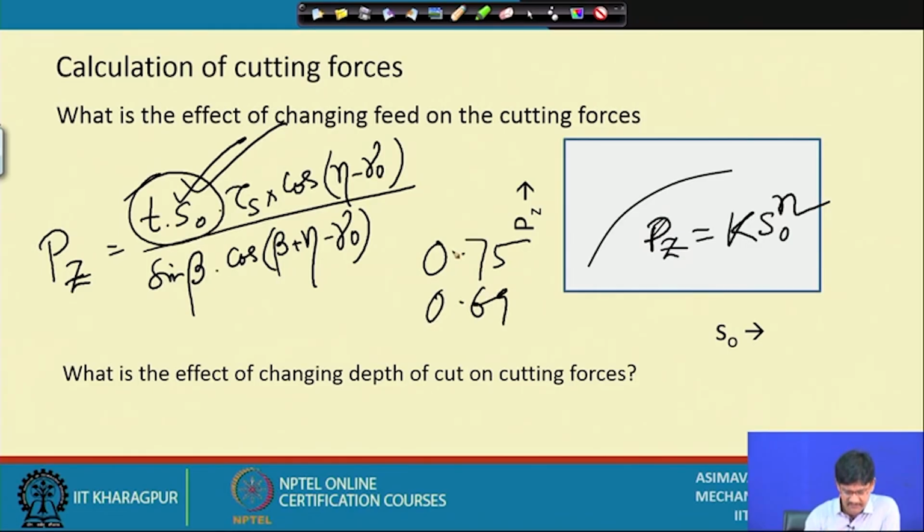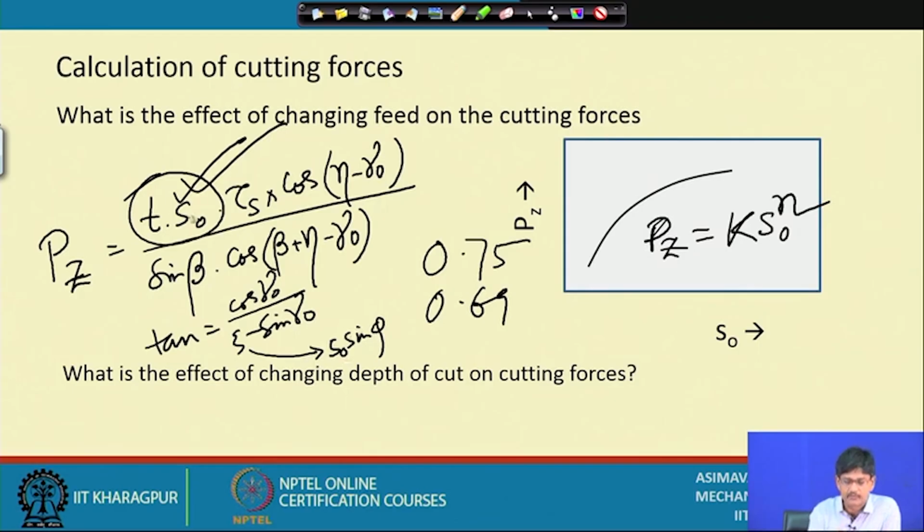Why does this happen? This happens because feed is not only present here, but it is obviously present in beta, because tan beta is containing cos gamma O by zeta minus sin gamma O, and zeta contains S O sin phi in its denominator. So, simply for this reason alone, we can say that it is not going to be a proportional relationship, and it comes out actually this way. So, this is the answer. The effect of changing feed will have this sort of a response on the cutting forces.